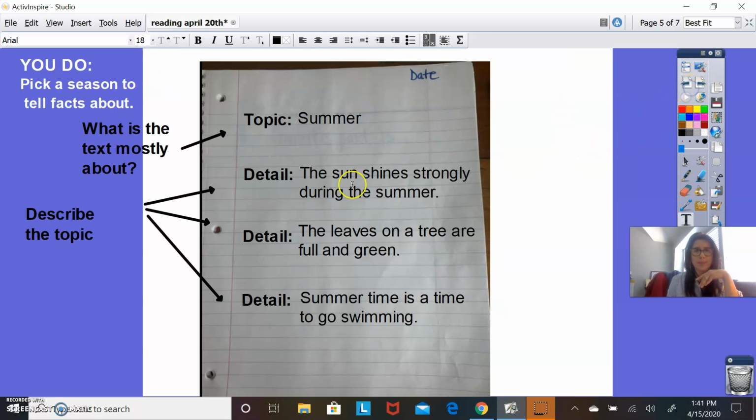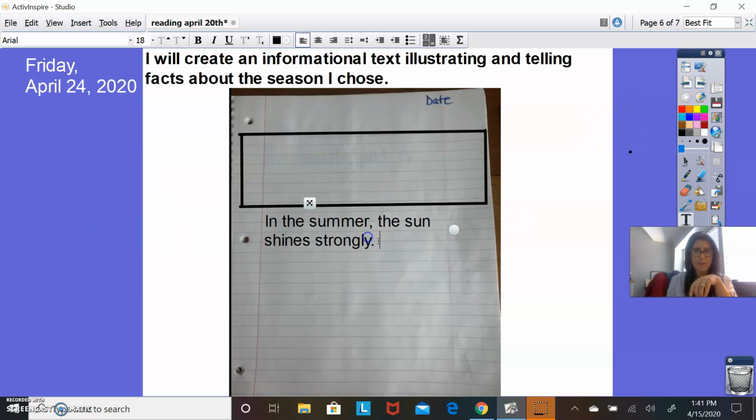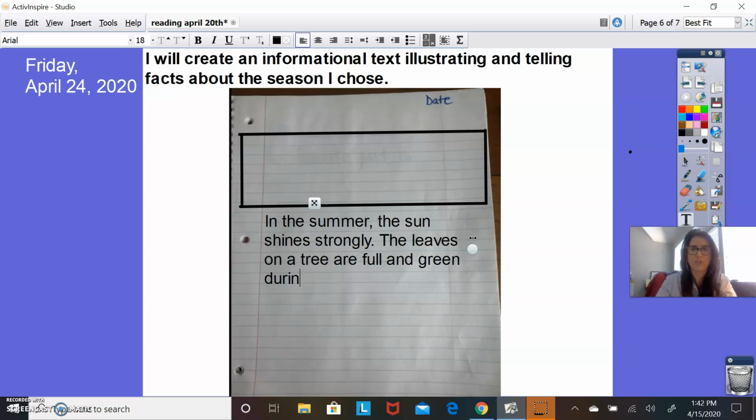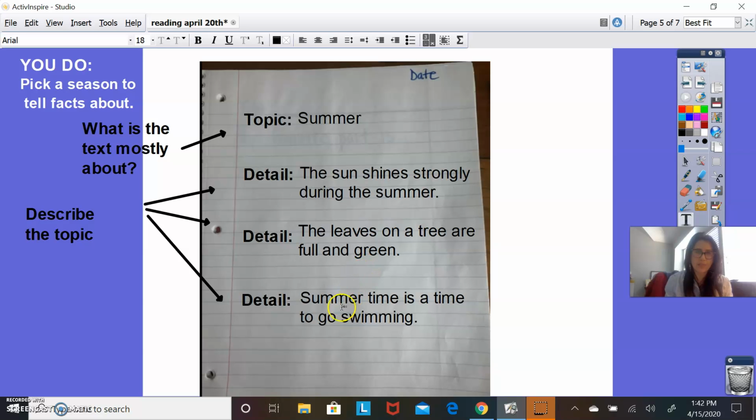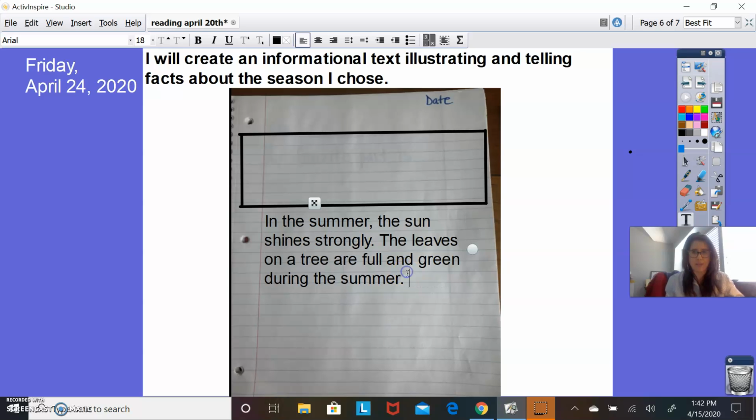So my second detail says the leaves on the tree are full and green. So I'm going to come here and say the leaves on a tree are full and green during the summer. I'm making sure to use complete sentences. Now the last detail here says summertime is a time to go swimming. So I'm going to share that here.